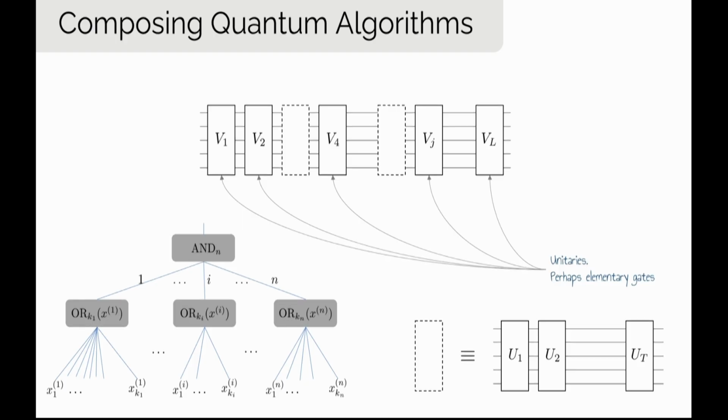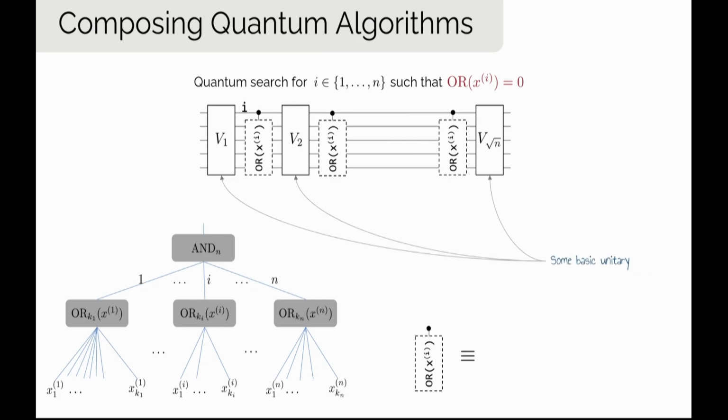And you can solve this problem, for example, by doing quantum search for some I from 1 to n, such that the OR of the ith block is 0. And if you find one, you output 0, and otherwise you output 1. If you're familiar with Grover's algorithm, you might remember it looks something like this, where each of these V's is the same basic unitary, and they're alternated with queries to the bits that we're searching over.